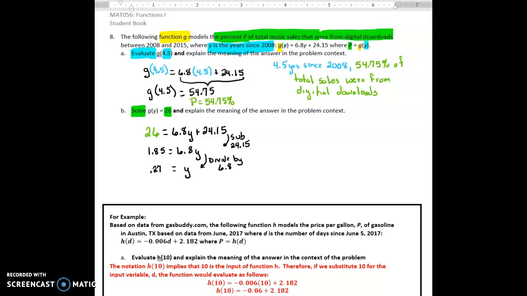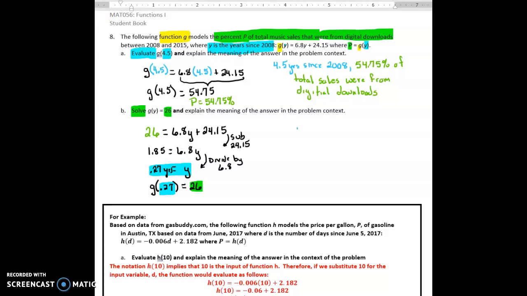Because right now it's not in function notation, I have to make sure that I label this. Since we're talking about y, and y is our years, that's our input, so y equals 0.27 years. Or if I write it in function notation, I would say g of 0.27 equals 26. Again, emphasizing that 26 is my output, and my input that I just found, which was y, is 0.27. Then we'll write a similar statement because we need to write what it means in context.